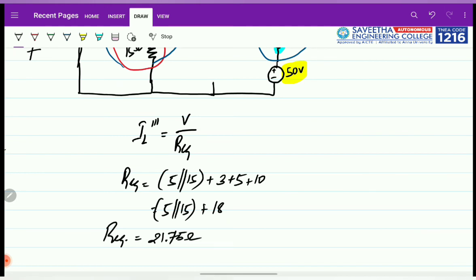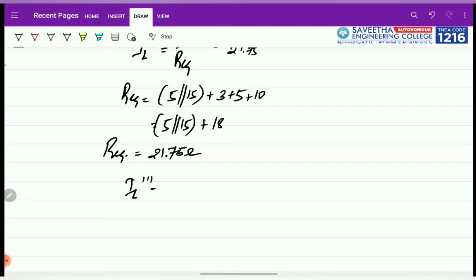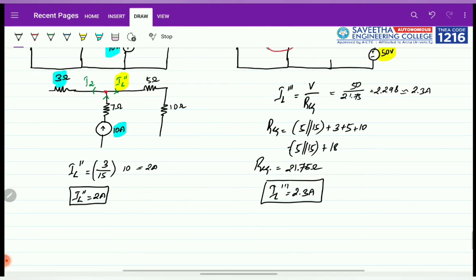21.75 ohms. This is the equivalent resistance. Now we can substitute here, that is 50 divided by 21.75. So what is that? 50 divided by 21.75. We get it as 2.298, so approximately equal to 2.3 amperes. So IL triple dash is equal to 2.3 amperes, right?